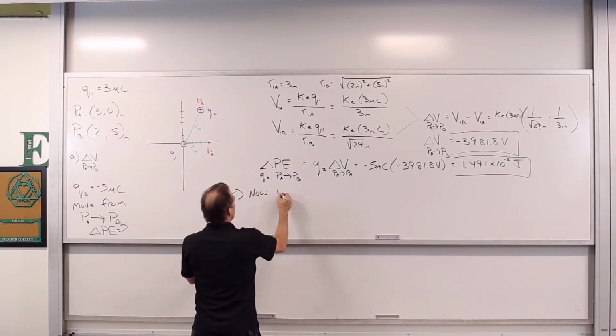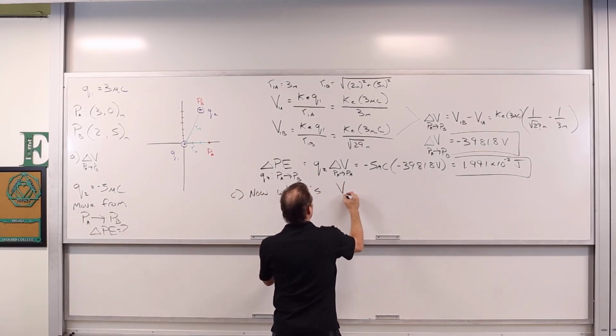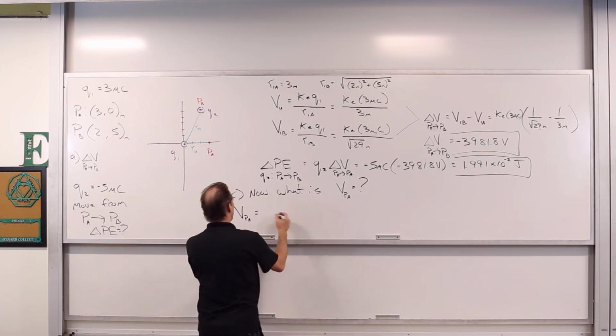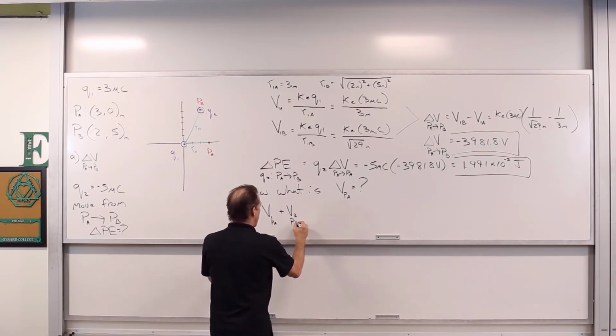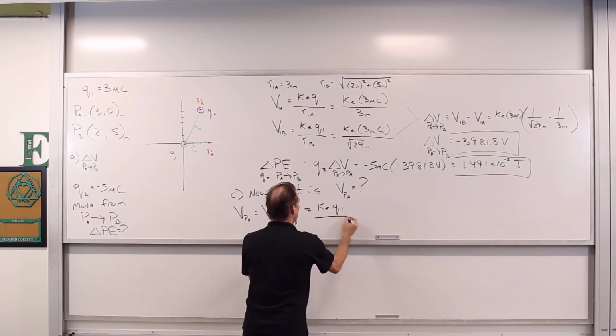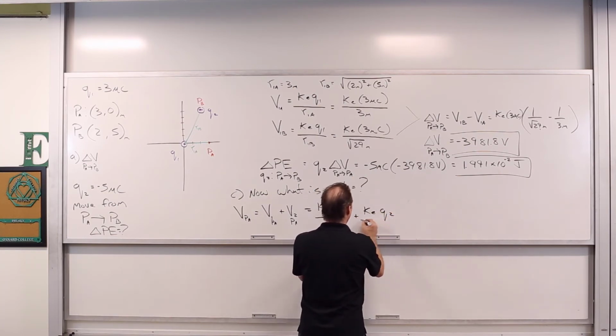Now, what is V sub PA? Well, V sub PA is going to be equal to V1 at point A plus V2 at point A, which is going to be equal to K sub E, Q1 divided by R1A plus K sub E, Q2 divided by R2A.